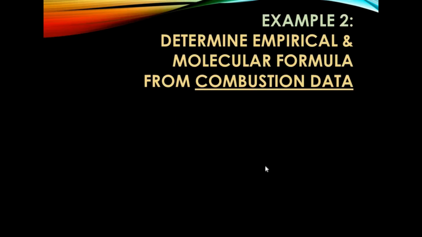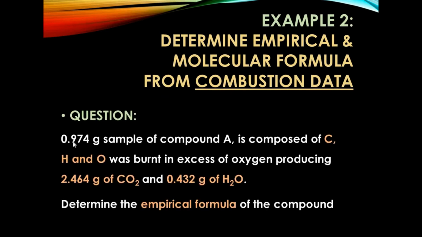The next example, number 2, is how to determine empirical and molecular formula from combustion data. The question: a 0.974 gram sample of compound A, composed of carbon, hydrogen and oxygen, was burned in excess oxygen, producing 2.464 gram of carbon dioxide and 0.432 gram of H2O. Determine the empirical formula of the compound.